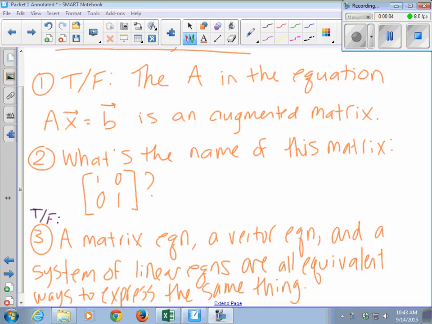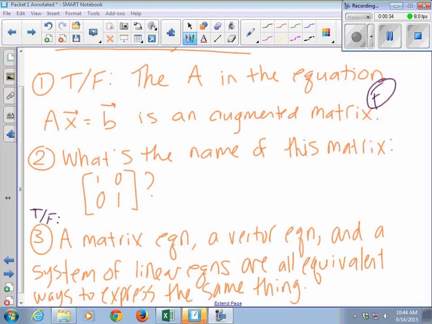True or false, the A in the equation AX equals B is an augmented matrix? False. It's just the coefficient matrix. The augmented matrix, to answer your question, Rich, is when you augment, which means to add, the B, a vector of the things on the other side of the system of equations, to the coefficient matrix.